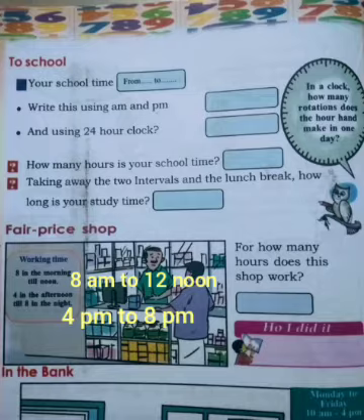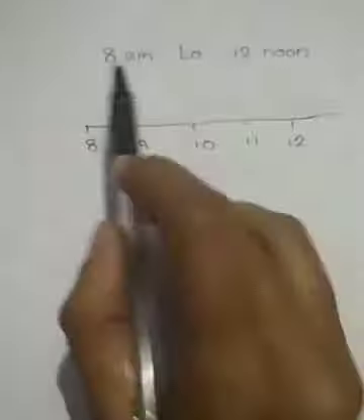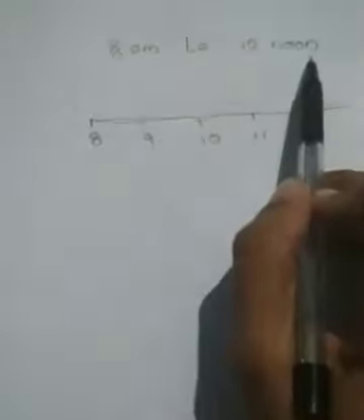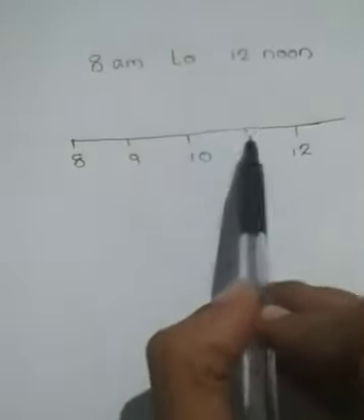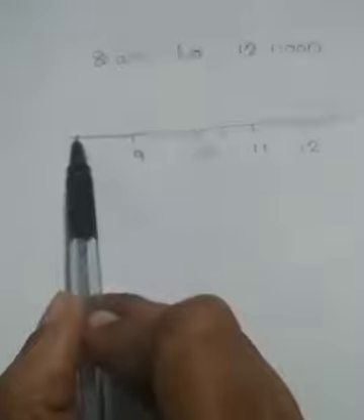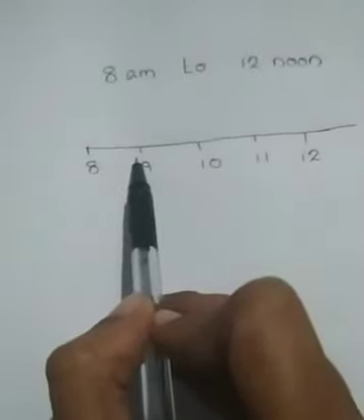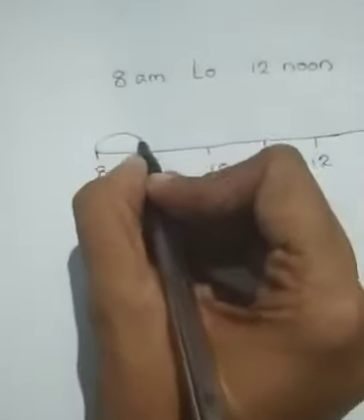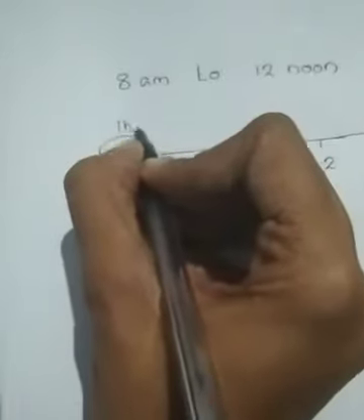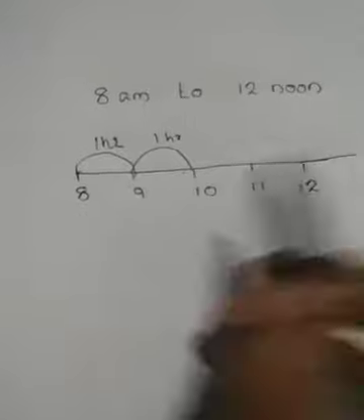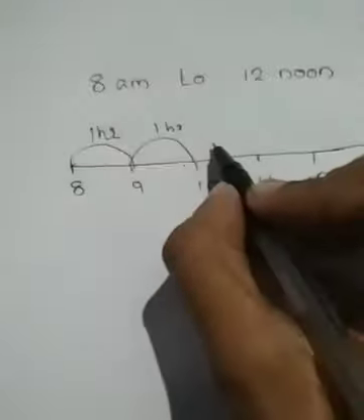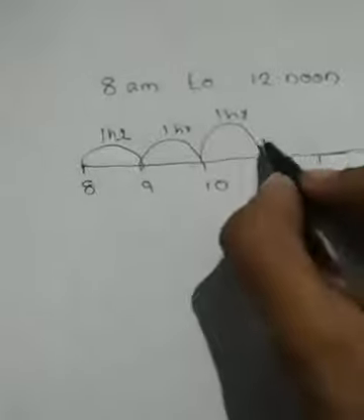Okay, are you ready? First shift is from 8 a.m. to 12 noon. What is the total working time? Here I draw a timeline. 8, 9, 10, 11, 12. 8 to 9, 1 hour. 9 to 10, 1 hour. 10 to 11, 1 hour. 11 to 12, 1 hour.